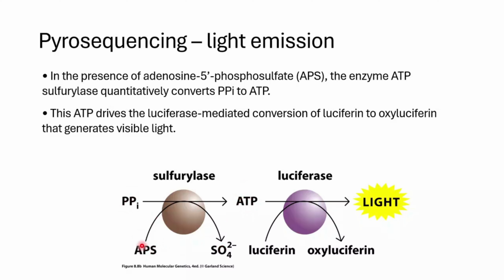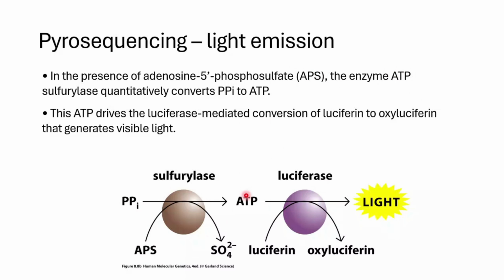Okay, so let me repeat. Sulfurylase is the enzyme that will take the pyrophosphate to produce ATP, which is the energy source of the luciferase reaction. To do that, you can't use the dATP, right? So you have to do 2 things. The first one is add APS, which can be converted by this enzyme to ATP. But then this ATP, you want it to only be used for the luciferase enzyme reaction, and the dATP, you want it for the actual incorporation. So you need to use a special dATP, which I'll show you in a second.